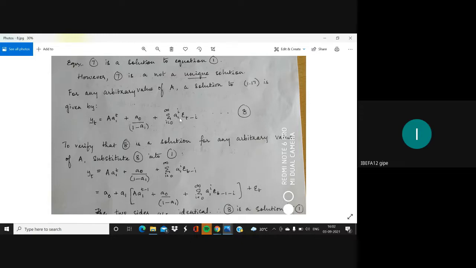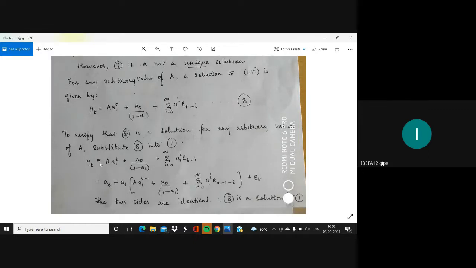Now let's verify whether this can be the solution, for any arbitrary value of a. If you substitute this equation into equation 1, so yt is equal to this. Now at time t is equal to 0, you're just substituting this in equation 1. Earlier you had yt is equal to a naught plus a1 yt minus 1 plus et. That was your equation. Now we are just substituting equation 8 here. And at time t is equal to 0, what happens? So here at time t is equal to 0, you will find that you get this form of the equation.